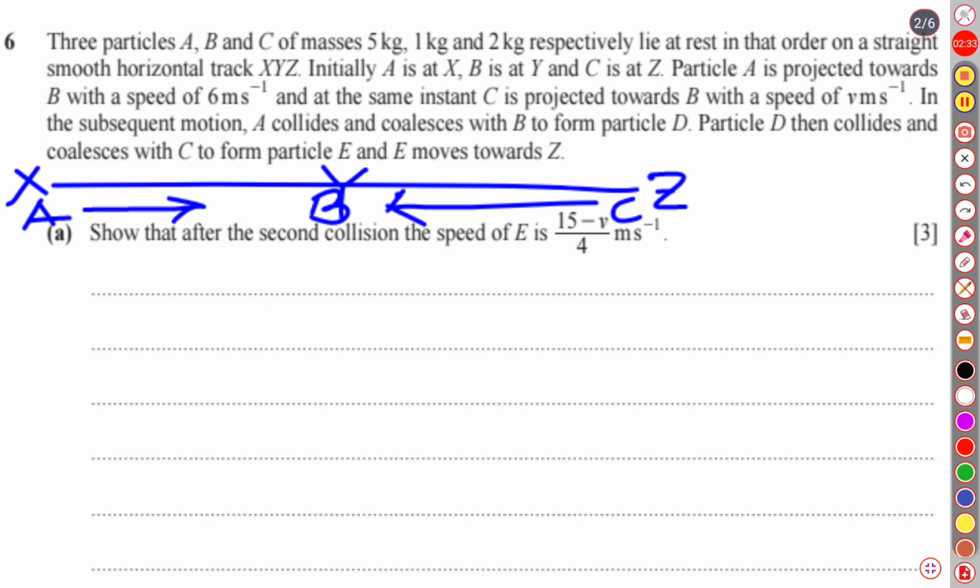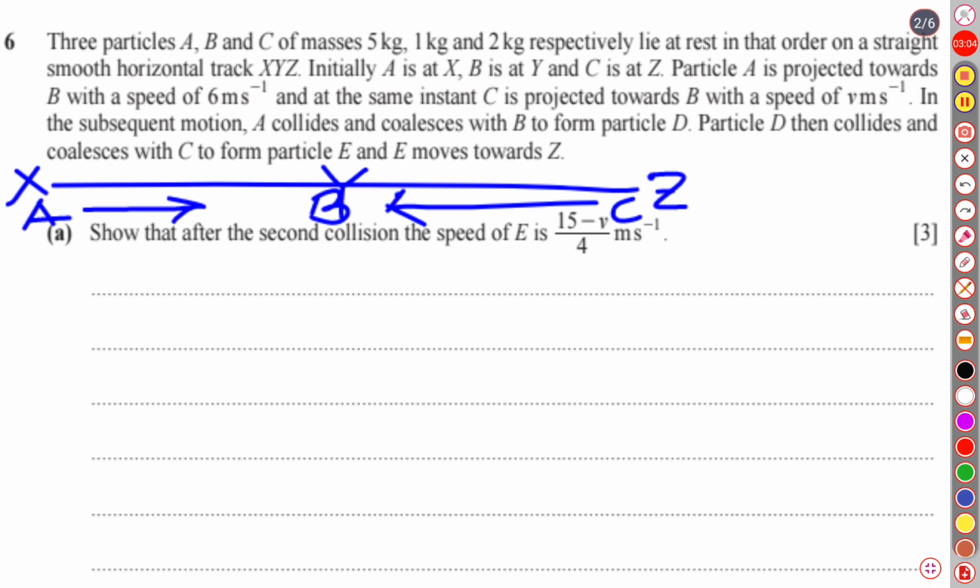Let's start the solution. As they have told us that there are two collisions, one after the other we will apply the concepts. And for finding velocity before and after collision, we simply apply the concept of conservation of momentum. So first of all, we will find the velocities before and after the collision of particles A and B. So let us start our writing.